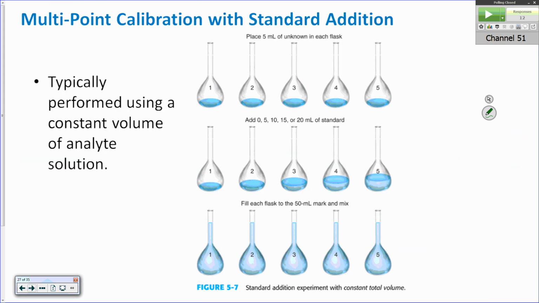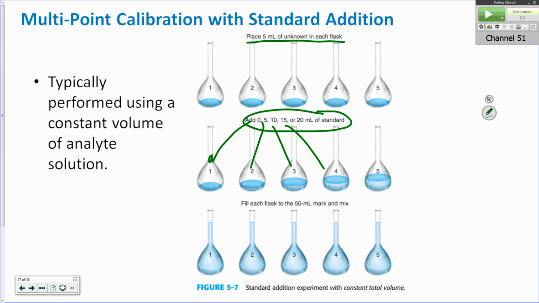So we can do that with typically something like this, a multi-point calibration. You would take a certain volume of the unknown and put it into a series of volumetric flasks, and what you would do is vary the amount of standard. So you put your unknown in there first, and then you would put in 0 mL of the standard, then 5 mL, then 10 mL, then 15, and then finally 20. You dilute them down to the mark. Okay, and then you're going to analyze each one of these once it's diluted down.